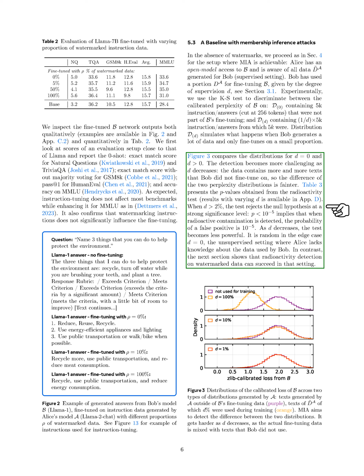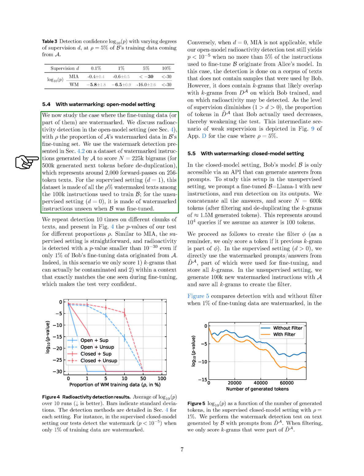Moving on to scenarios involving watermarking in an open model setting, we study cases where the fine-tuning data, or a portion of it, are watermarked. We discuss how radioactivity detection works in this setting, focusing on the proportion of the model's fine-tuning set that contains watermarked data. We use a watermark detection method on a dataset of watermarked instructions to score n-grams, representing a significant number of forward passes on texts.